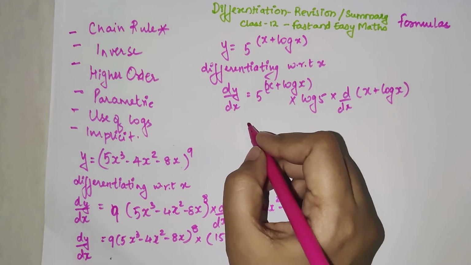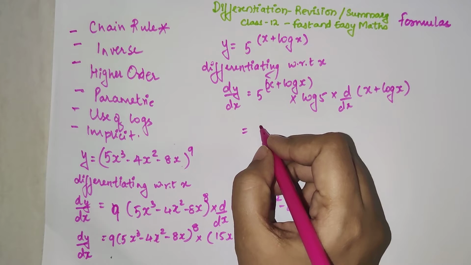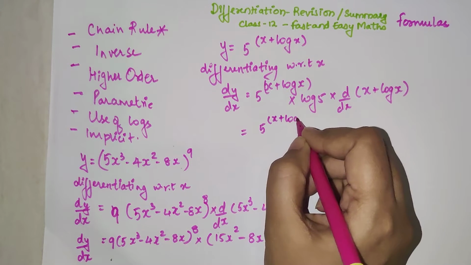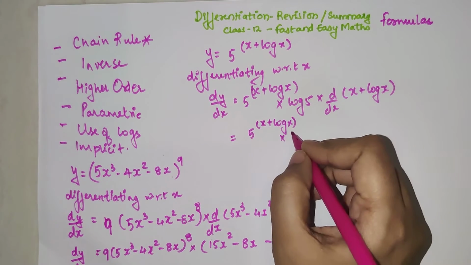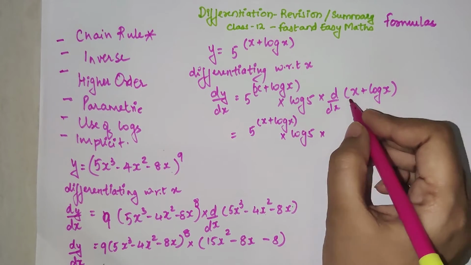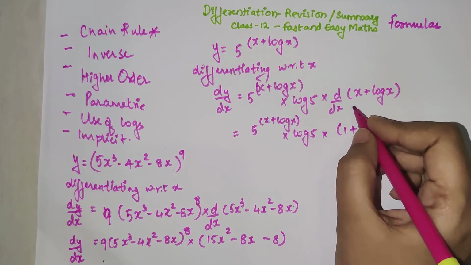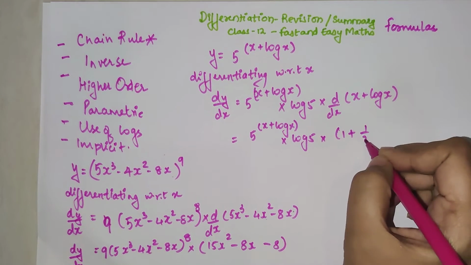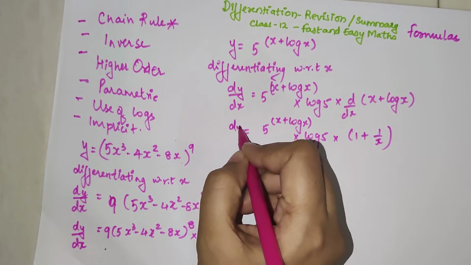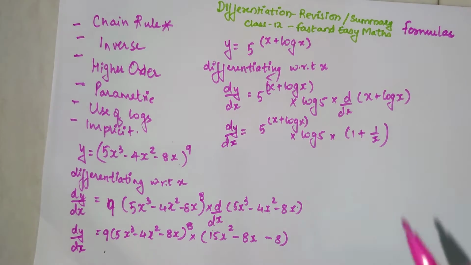Okay, so your final answer would now be 5 raised to x plus log x into log 5 into differentiation of x, which is 1, plus differentiation of log x, which is 1 upon x. So that's your answer for this particular question.